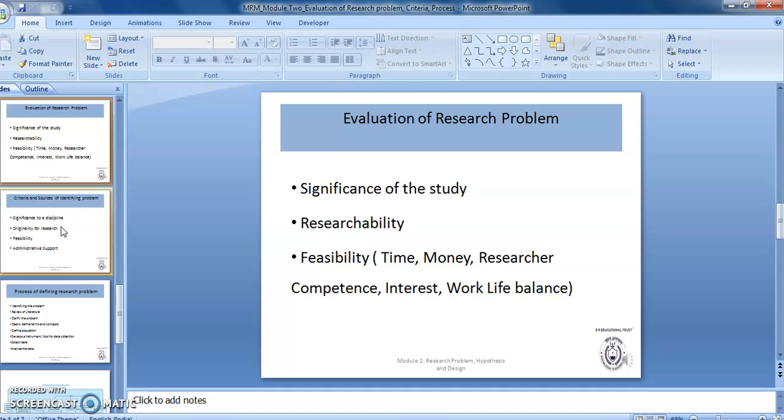So evaluation of a research problem becomes pertinent, very important, because unless you evaluate whether the problem is within your means to conduct, you cannot do a study. Let's assume I ask you to do research on two things. The first topic is to find out the interest levels of your friends in having coffee at Cafe Coffee Day or Starbucks or anywhere else.